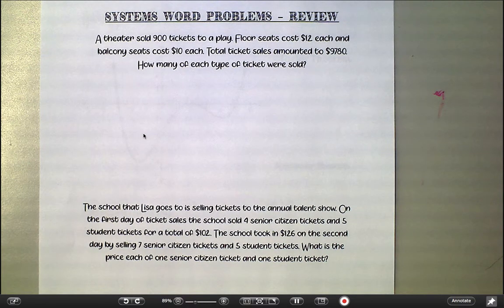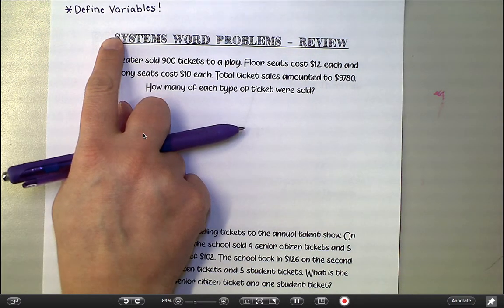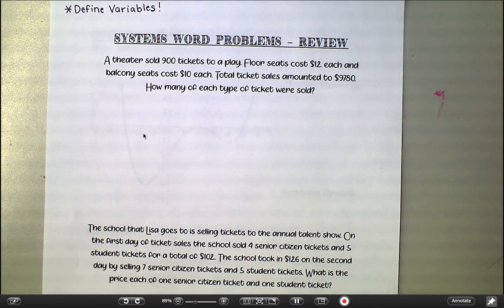Hi, everyone. I wanted to just run through a couple of quick word problems with you that you would use systems of equations to solve. This is a very common thing that we're seeing on the SAT quite a bit, these types of word problems. And my biggest piece of advice I can give you is define your variables. Take a minute to define your variables at the beginning.